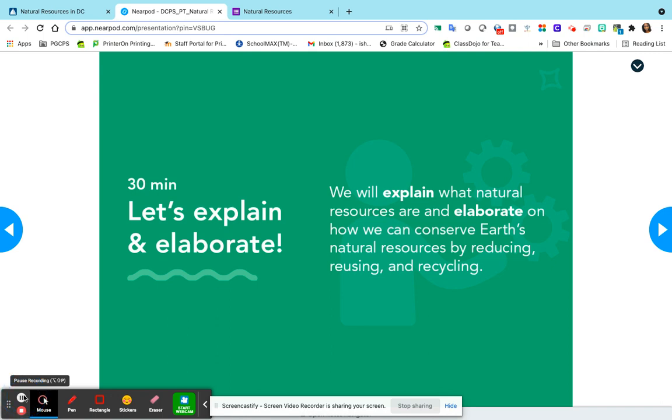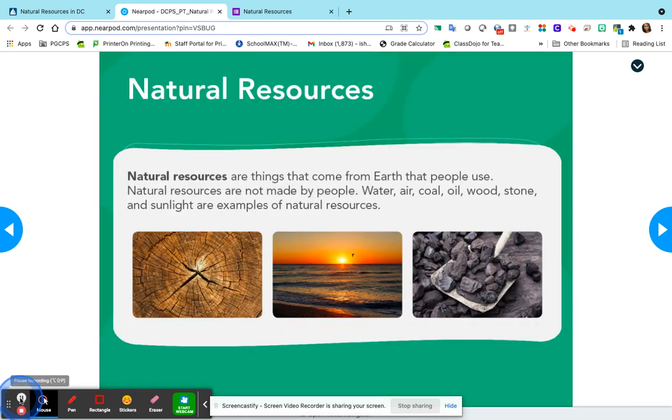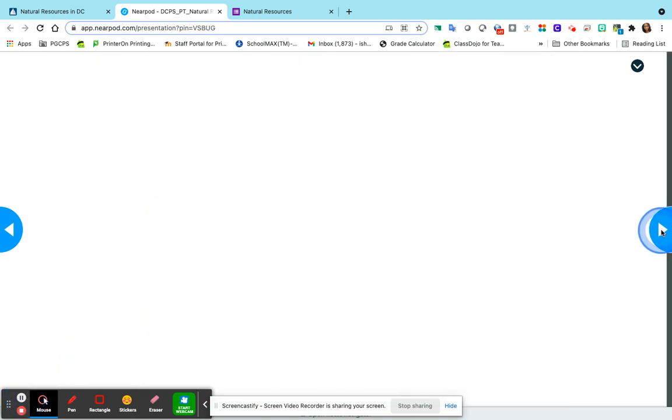Now it is time for students to explain what they have learned about natural resources, and the lesson will also elaborate on how they can conserve by reducing, reusing, and recycling. Here is an explanation with examples of natural resources.